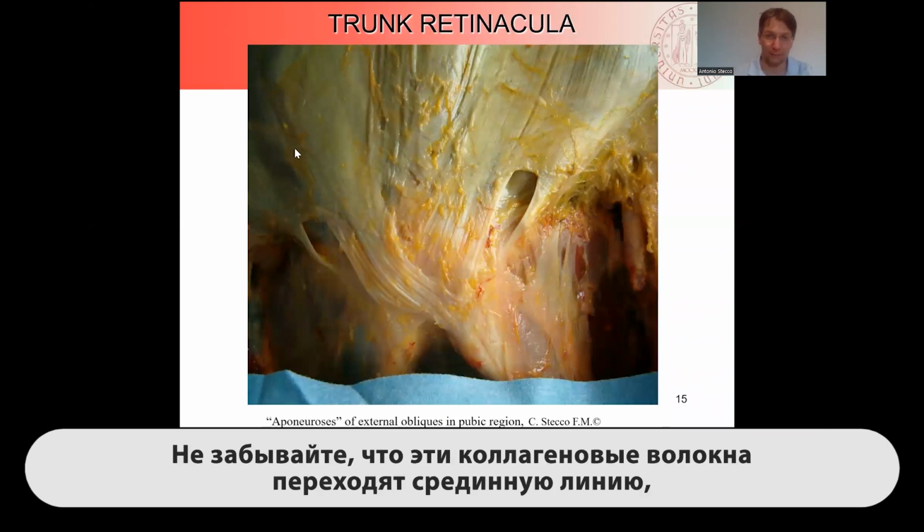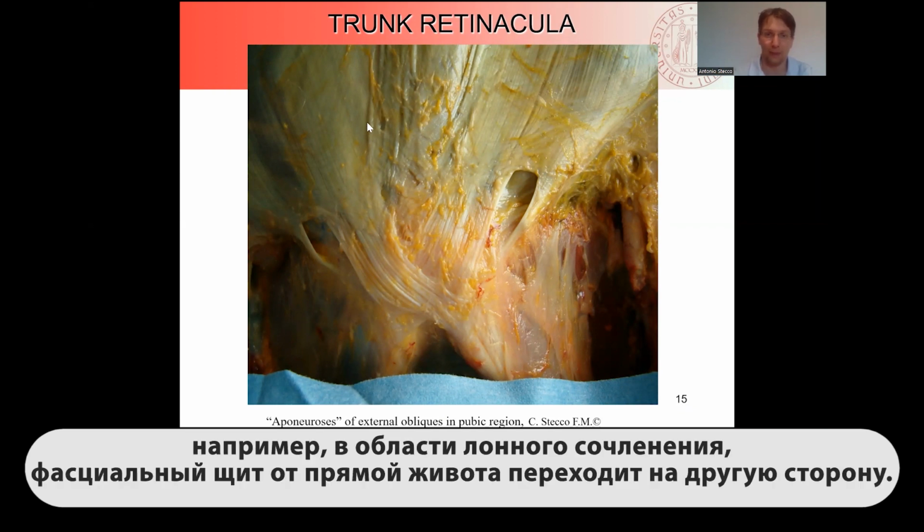But don't forget that this collagen fiber can even cross the middle line. So we are in the pubic region. You see the pubic right here, the funiculus spermaticus. You see collagen fiber from the rectus abdominis sheath that cross the middle line. Other collagen fiber that cross the middle line.